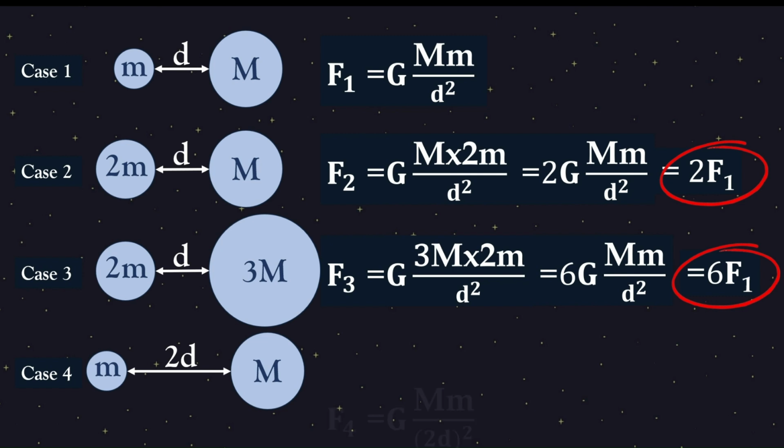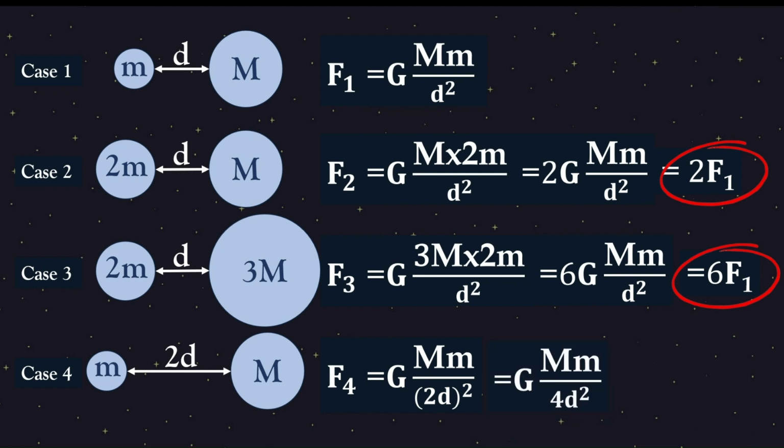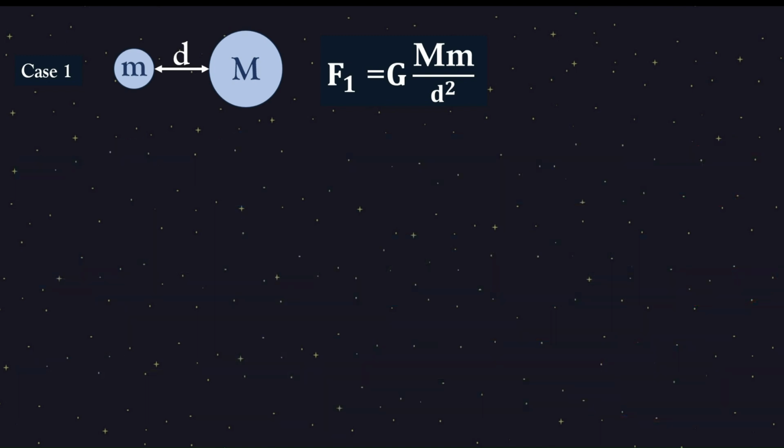Here the force of attraction can be written as GMm divided by (2d) the whole square, where 2d is the distance. So this will be equal to GMm divided by 4d square. So if we compare it with the first case, we can see that the force of attraction became 1/4 of the first case. So if we double the distance between the bodies, the force of attraction will be 1/4 of the actual force. Okay, let's move to the fifth case.